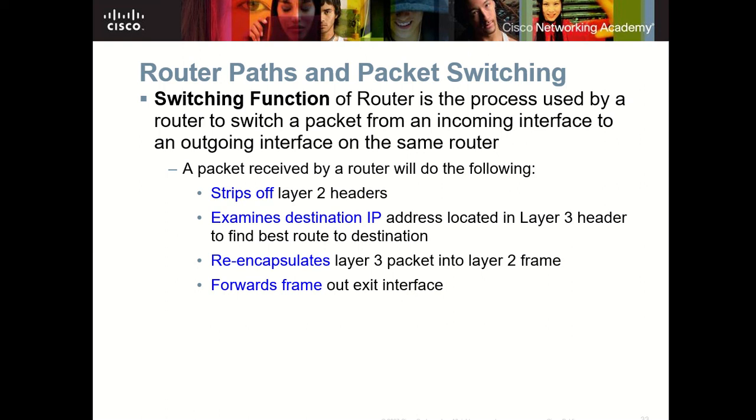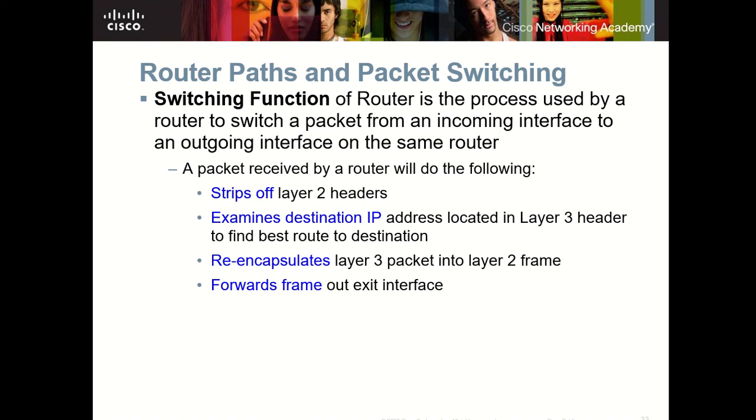So when we say switching function of a router, it means it is a process used by a router to switch a packet from an incoming interface to an outgoing interface on the same router. Meaning to say, one interface will be used for the incoming, and then another interface will be used by the router for the outgoing packet.